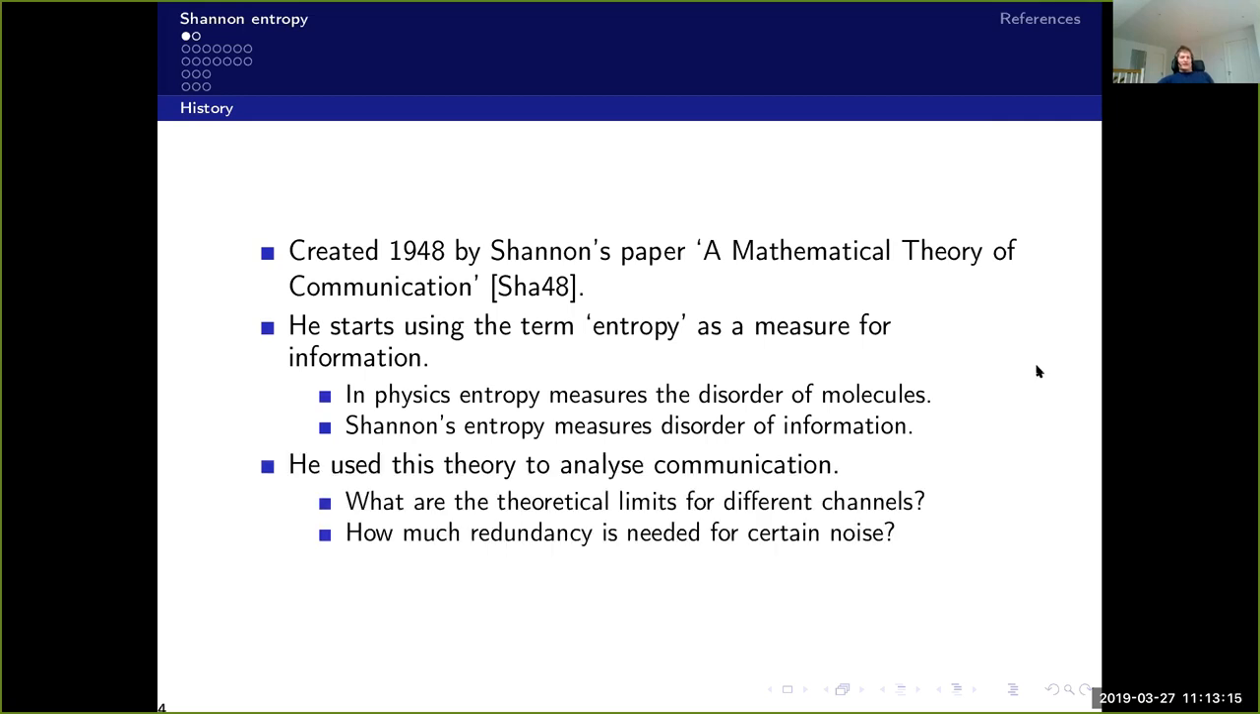And the purpose of his theory, as the title of his paper implies, was to analyze communication, because he wanted to know what were the theoretical limits for different channels over which you can communicate, and how much redundancy is needed for certain levels of noise in these channels. And by channel, we mean like the wireless channel that your wireless network is using, or the cable that your cabled network is using. And back in his days, it was the telephony system that was used for communication.